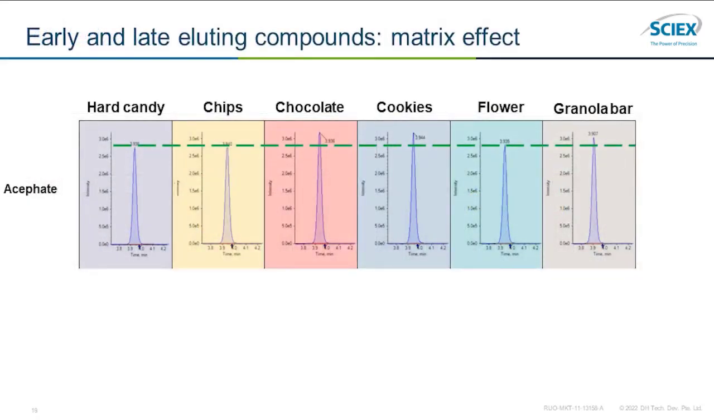Perfect. So let's dive into some of the data. So we have our hard candy or chips, chocolate, cookies, flour, and granola bar. And we're just going to look at some of the more interesting compounds.